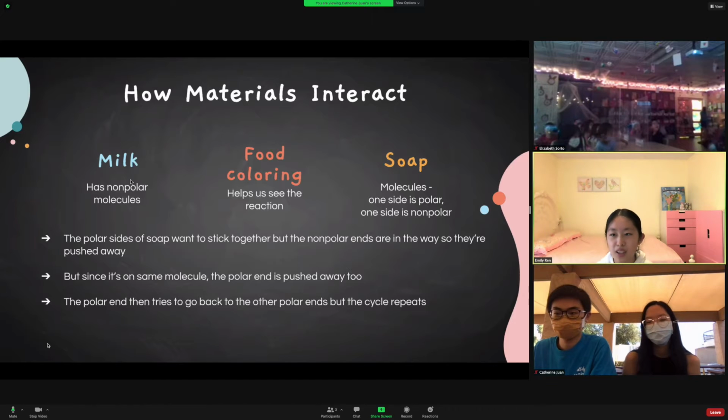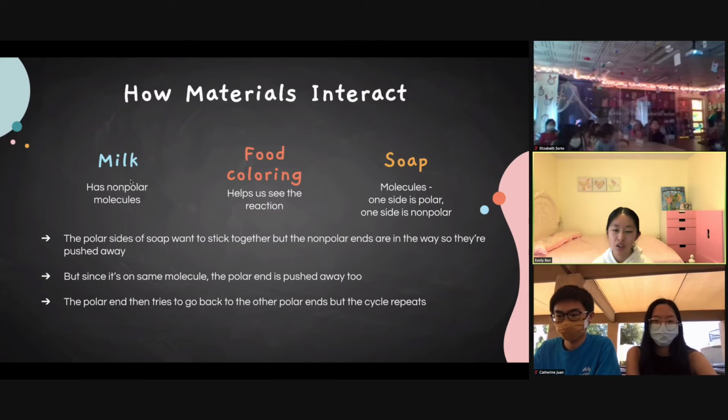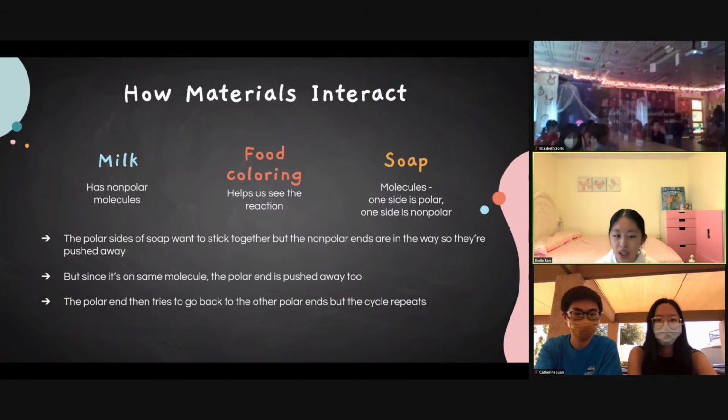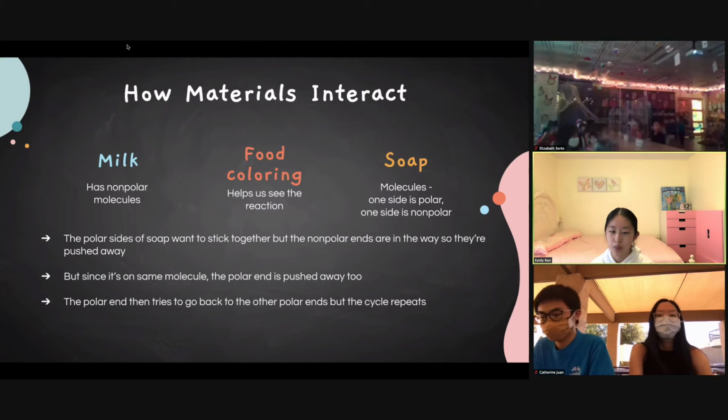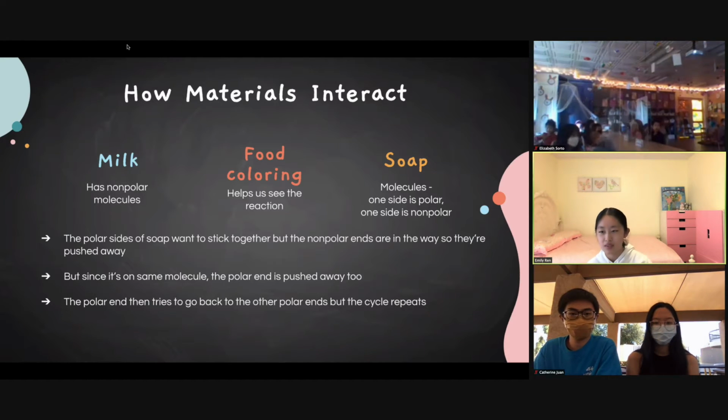So this activity investigates how materials interact. Milk is an example of a nonpolar molecule. Food coloring helps us see the reaction, and soap molecules have one polar side and one nonpolar side. The polar sides of the soap want to stick together, but the nonpolar ends are in the way, so they're pushed away. But since it's on the same molecule, the polar end is pushed away too. And the polar end then tries to go back to the other polar ends, but the cycle repeats.